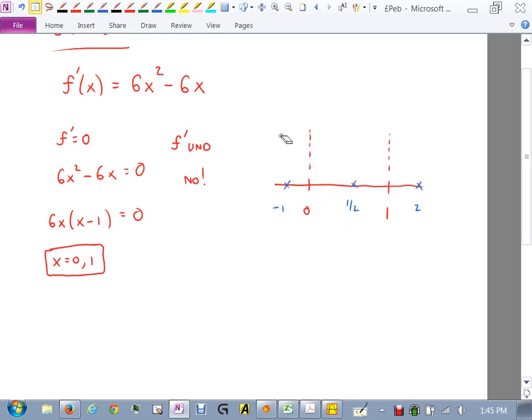Now, do your test points, though, because that only worked because it was a parabola. So plug -1 into the derivative. -1 in here, you get positive, which means my original function is going up. Plug 1/2 into here, figure it out, you get negative, which means your original function is going down, and then you plug in 2, it's going up. Now I'm just going to trust that you can do that on your own. Is that all right? Plug in those test points. Test points are going into the derivative, right?